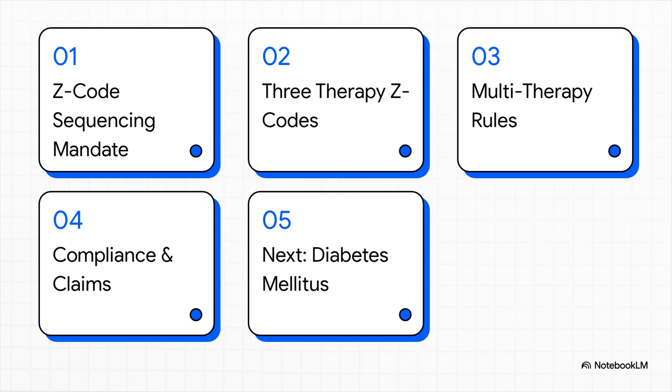We've got a really focused roadmap for you today. We'll start with the Z code sequencing mandate, then break down the 3 exact therapy Z codes you need to know. After that, we'll tackle the multi-therapy combination rule, cover how all of this impacts compliance and your claim reimbursement, and finally, we'll take a quick look ahead at our next big topic, diabetes mellitus.